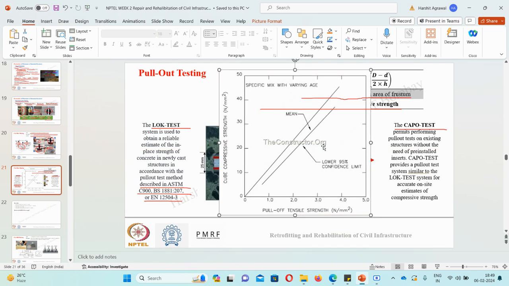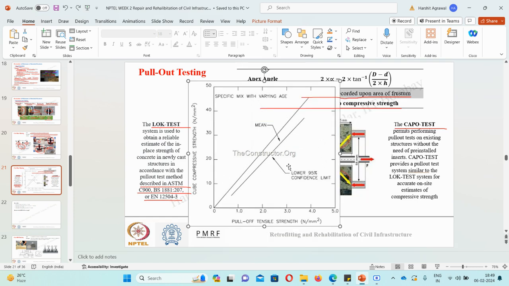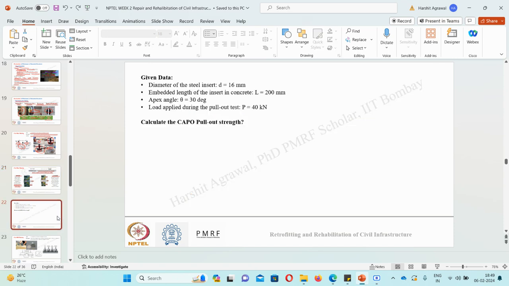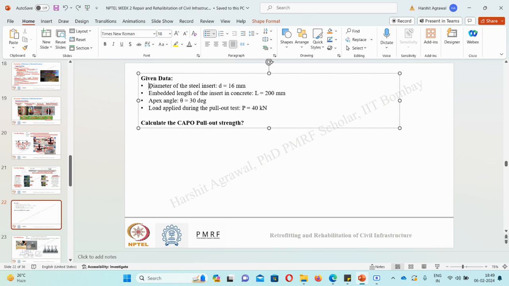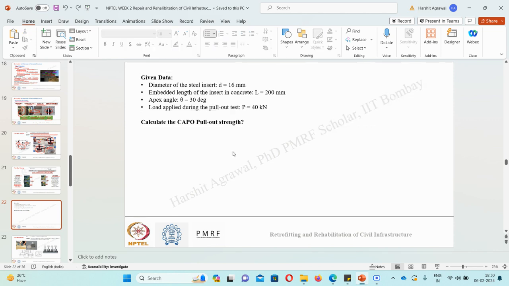In this figure, you can see the pull-out strength on the x-axis and the compressive strength on the y-axis and how they are linearly correlated. Okay, so let's see one numerical here. It is given that the diameter of steel that was inserted was 16 mm. The embedded length of the insert in concrete was 200 mm. The apex angle was 30 degrees, and the load that was applied to pull out was 40 kilonewton. And we need to calculate the CAPO pull-out strength.